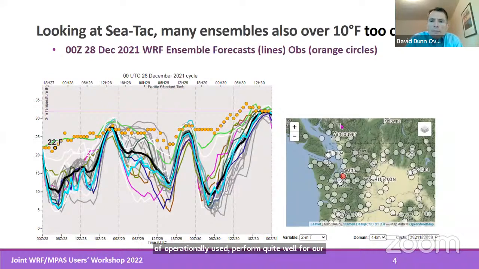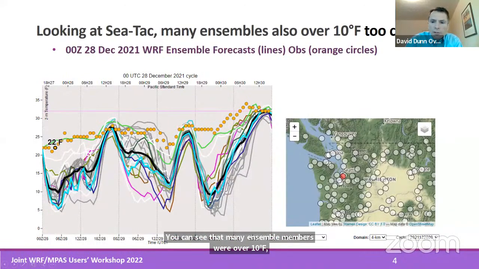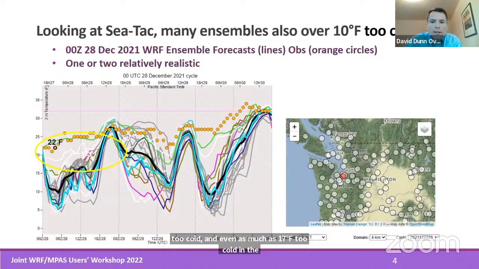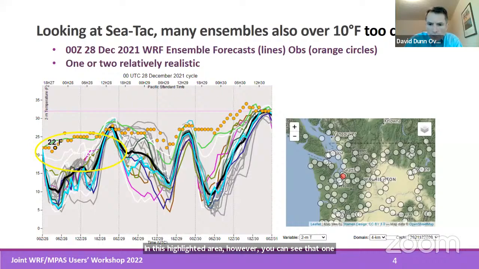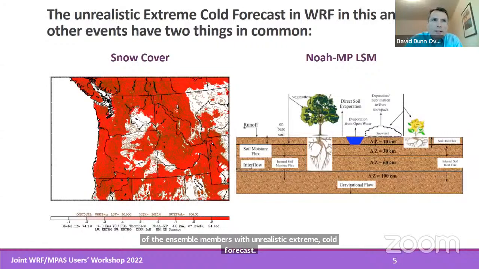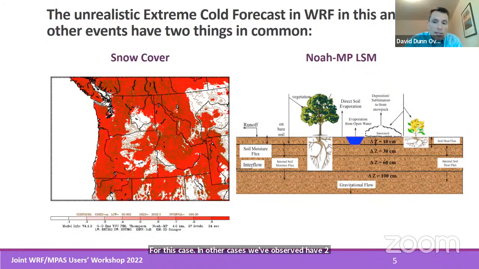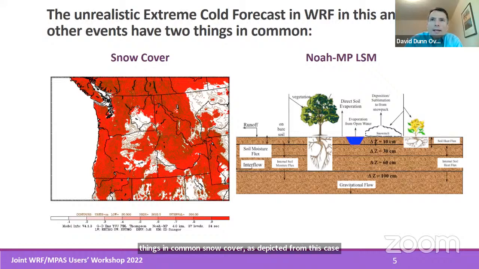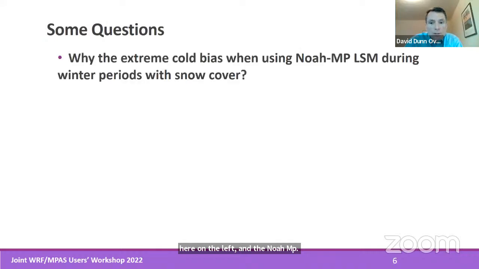You can see that many ensemble members were over 10 degrees Fahrenheit too cold, and even as much as 17 degrees Fahrenheit too cold in the initial hours. In this highlighted area, however, you can see that 1 or 2 members provided relatively realistic forecasts. All of the ensemble members with unrealistic extreme cold forecasts for this case and other cases we've observed have 2 things in common: snow cover, as depicted from this case here on the left, and the NOAA MP LSM, which brings up some questions.